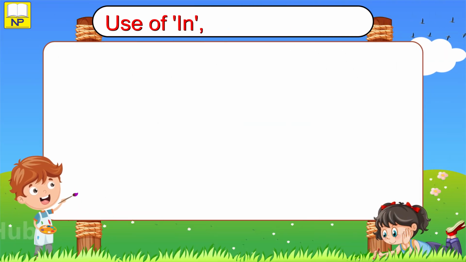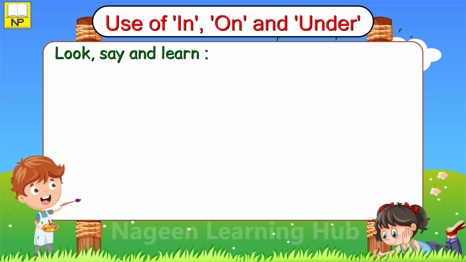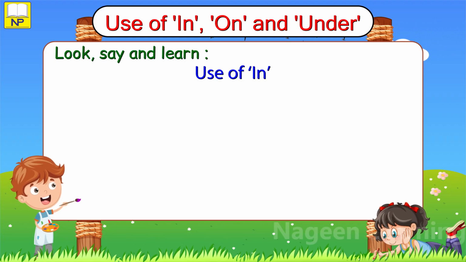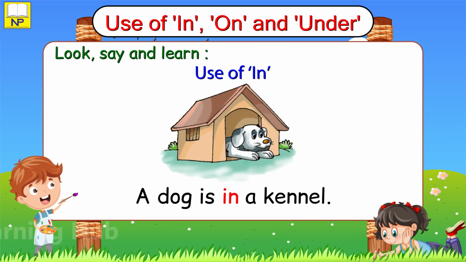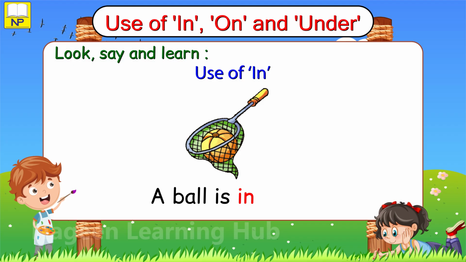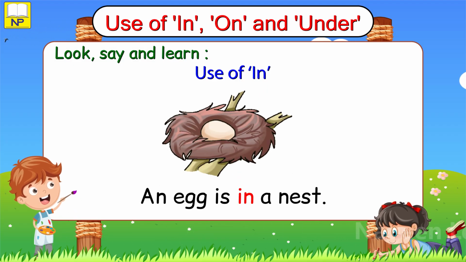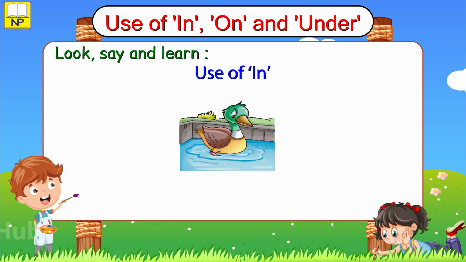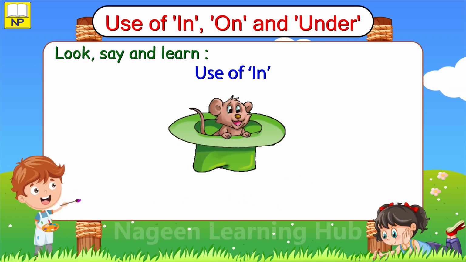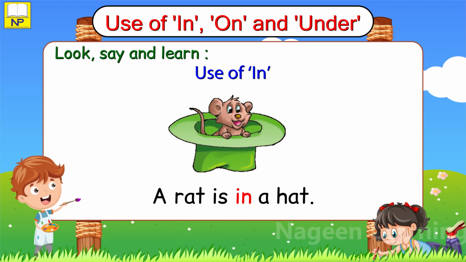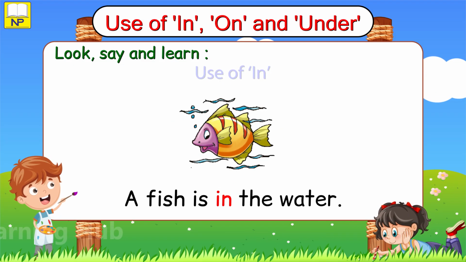Use of in, on and under. Look, say and learn. Use of in. A dog is in a kennel. A ball is in a net. An egg is in a nest. A duck is in a pond. A rat is in a hat. A fish is in the water.